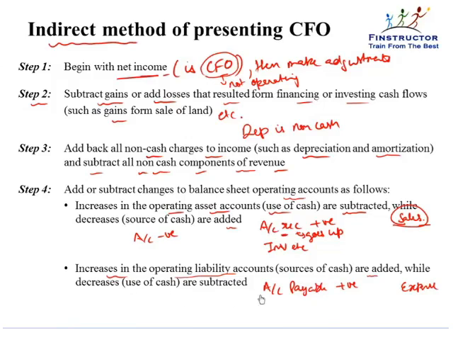while decreases of operating liability accounts, that is if the account payable now goes down, that means not only did I pay my expense for this period, I also paid some of earlier periods payable, hence more cash was used up, or decreases in operating liabilities will be subtracted from the cash coming from the net income. So we'll understand this much better with the help of an example, but this is the indirect method of presenting the CFO.